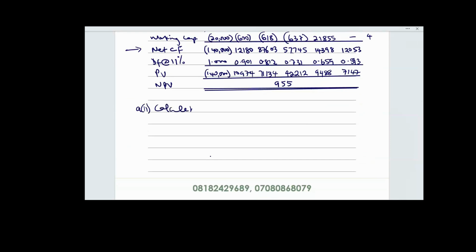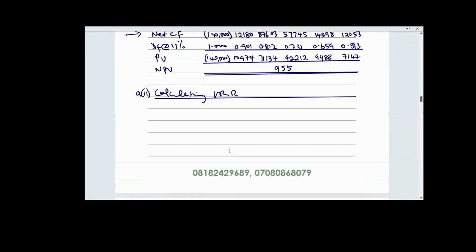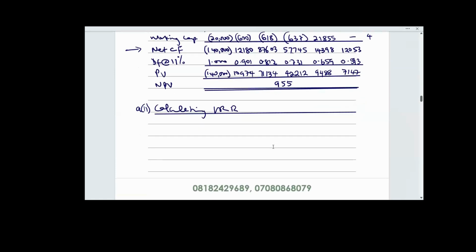Calculating the internal rate of return. To get the internal rate of return, all I need to do is use the net cash flow I've calculated under the NPV. However, I'll be using this 11% as my second discount rate. 11% produces a positive NPV of 955,000, so I need to increase to 15%. If 15% produces a positive NPV, I need to increase again to 20% to get a negative NPV.